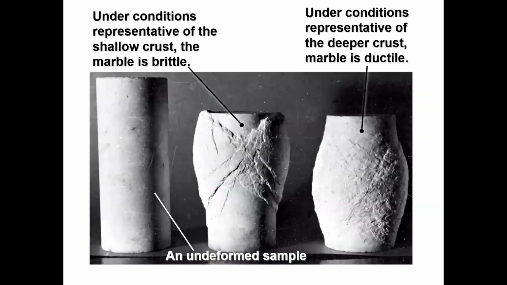So this is a cylinder of undeformed marble, and we have subjected it to an experiment where we have tried to deform it in a brittle way and in a ductile way. What we find is that if we subject it to conditions representative of the shallow crust, so low temperature, especially, and low pressure, the rock breaks if you put force on it. These cracks are places that the marble has broken, which shows us that it is deformed in a brittle way. There are individual planes along which we can pick that rock has broken as it's been pressed.